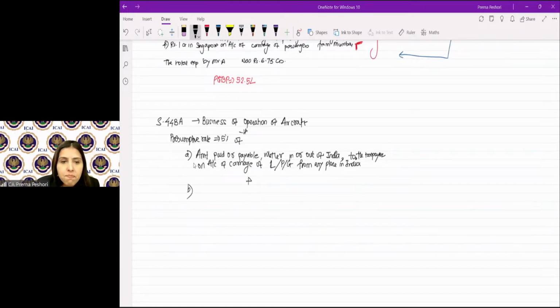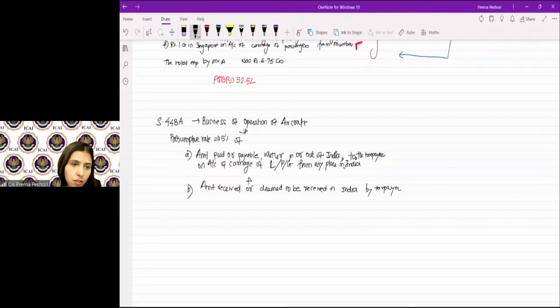Plus the B point, amount received or deemed to be received in India by the taxpayer on account of carriage of livestock, passenger or goods from any place outside India. So same as the 44B.